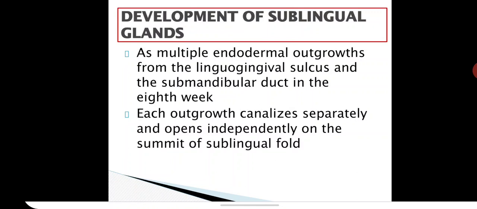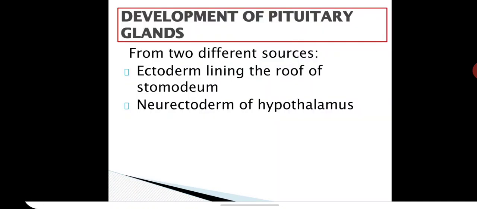We will see in this class also the development of the pituitary gland. Pituitary gland is partly related to the oral cavity and partly related to the nervous system. So we will cover this also in this class. Pituitary gland develops from two different sources: ectoderm lining the roof of the stomodium, and neuroectoderm of the hypothalamus, or the floor of the third ventricle, or the neuroectoderm of the diencephalon.